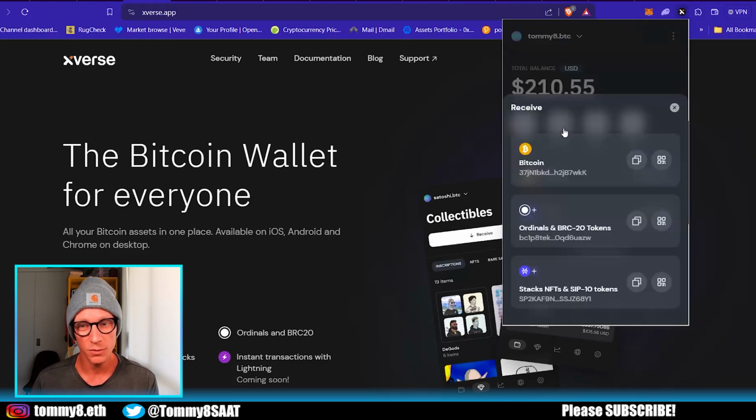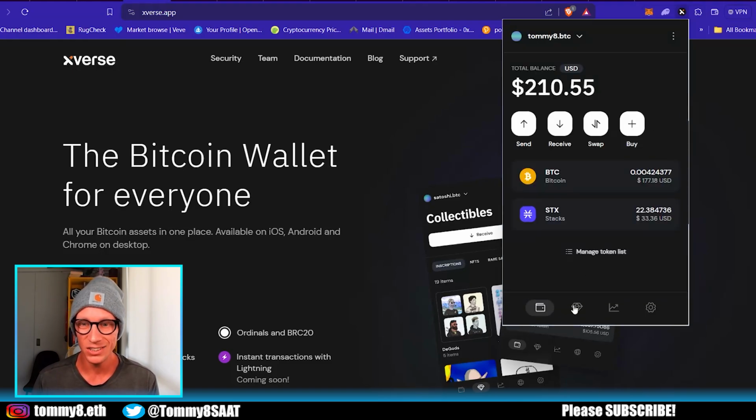But you've got to be careful when you're receiving. What you want to do is copy this address for Bitcoin, this address for ordinals and BRC20 tokens, and then this address for your stacks, NFTs, and the SIP10 tokens. So it's very important that you don't send Bitcoins to your ordinals address, because obviously it will get lost and stuck and they won't get the Bitcoin. That's like your Sedgwick account. It's very important, and Xverse makes it very simple for you. Unisat is also very good.